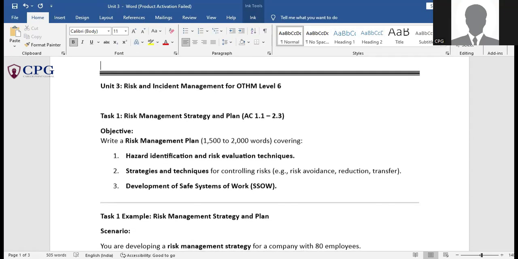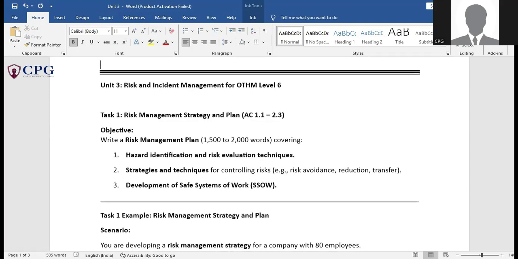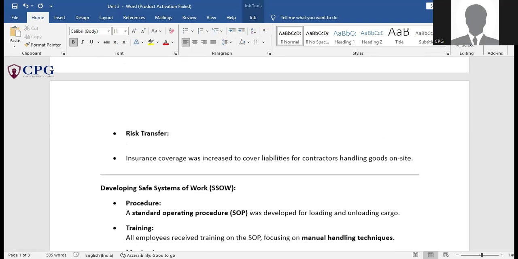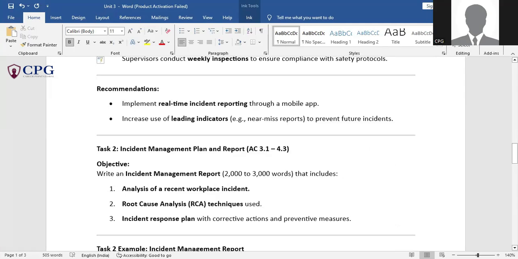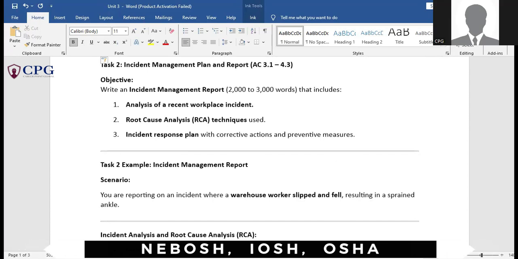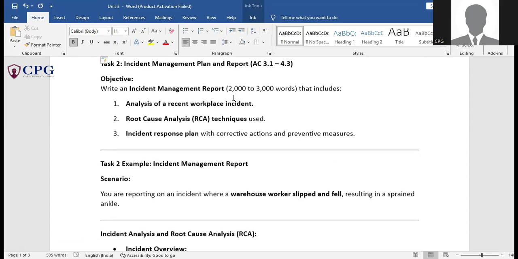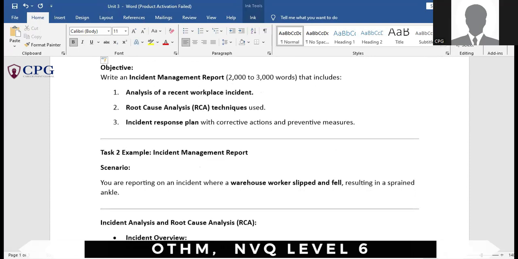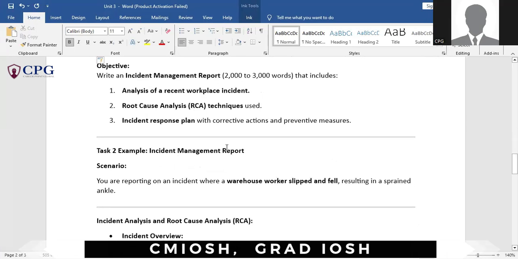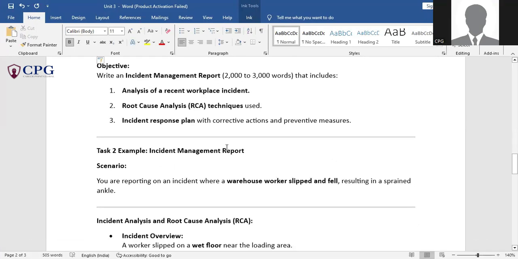So better take the JSA from your company, the risk assessment from your company, the accident reports from your company, and also the standard operating procedure or safe system of work procedure, etc. It's easily available in your company. Just modify that. And while preparing your task two, you can easily take one accident or incident report analysis that has recently occurred in your company. The root cause analysis is also available in your company, and the incident response plan is also available. You can modify that, and you only have to take care of the word limit. So you can easily clear your unit 3.